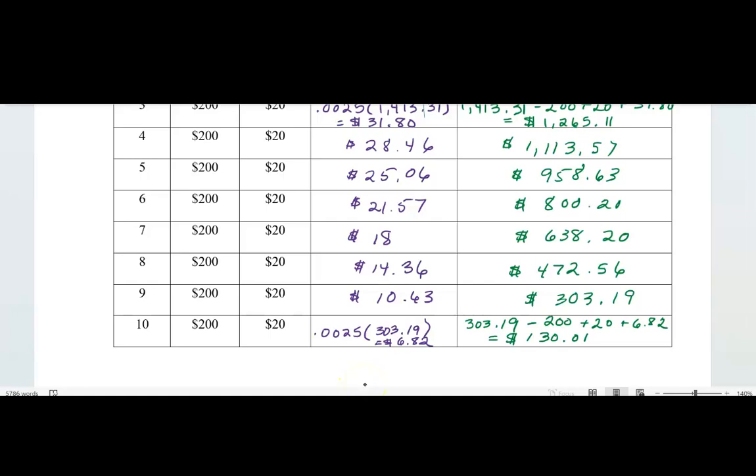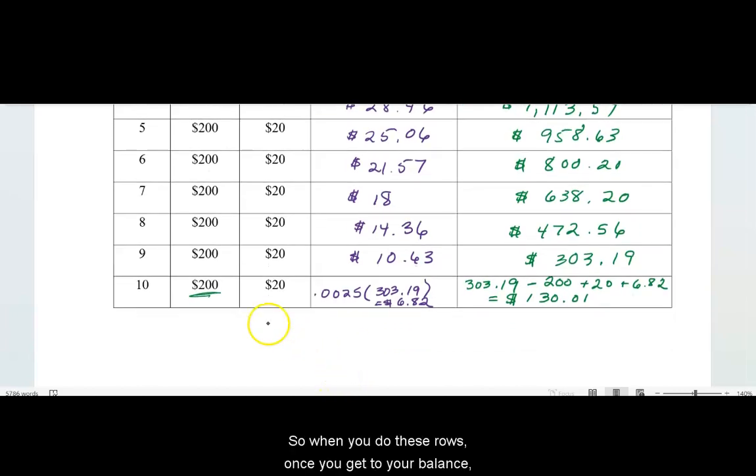I don't need to do the second one. Do you know why? Think about what your payments are every month. Your payments are $200 every month. What is the balance at the end here? $130. That means when you make the next month's payment, which would be month 11, it'll be paid off. So when you do these rows, once your balance, your principal, is less than this payment, then you know it should be paid off most likely, as long as it's not like, say, 198, and then we've got some interest. But 130, we know we're going to have it paid off.